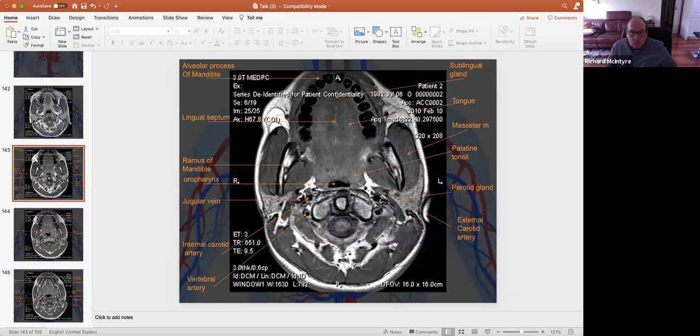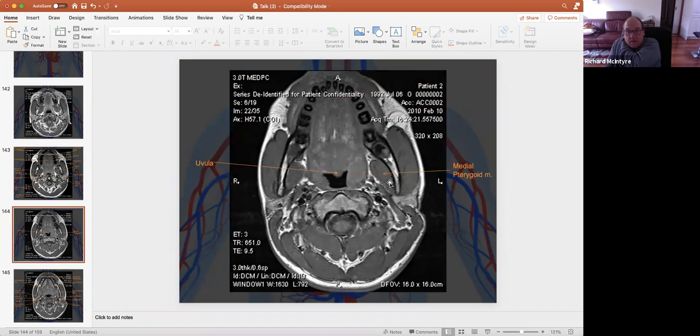Axial. Okay, so a busy slide. We've got the alveolar process of the mandible. Of course we can see the mandible here, and the alveolar process, so we've got the teeth. The lingual septum: lingual, tongue, septum, separating left from right. The tongue, the masseter muscle, we like our masseter muscle. Parotid gland is at the back, posterior to the oropharynx. We know we're in the oropharynx because there are the teeth. The arteries you would recognize from Peter's talk. Oropharynx, so we know that's the airway.